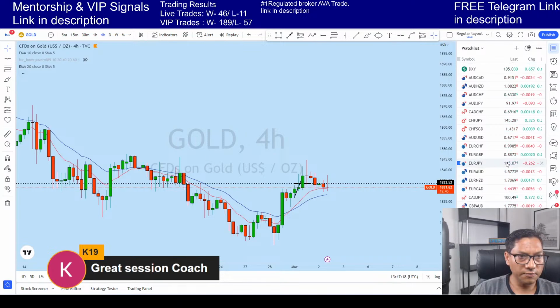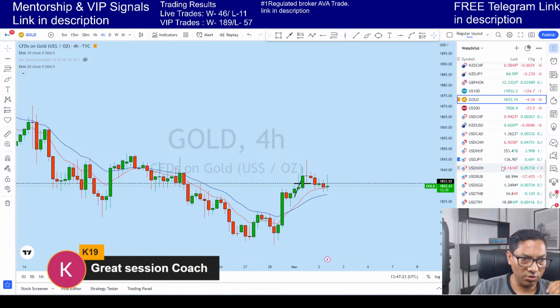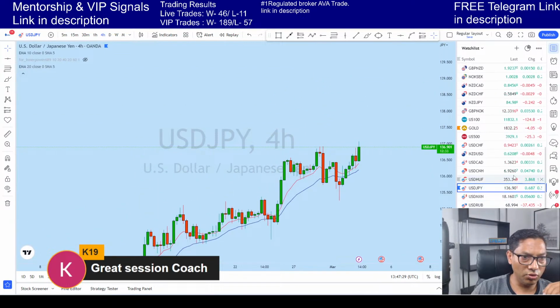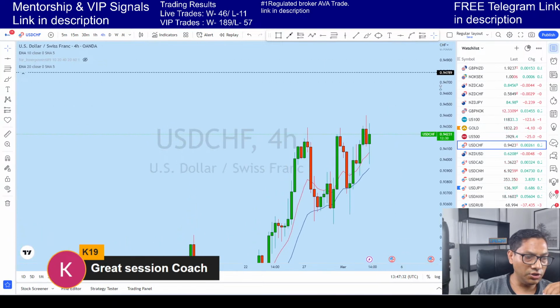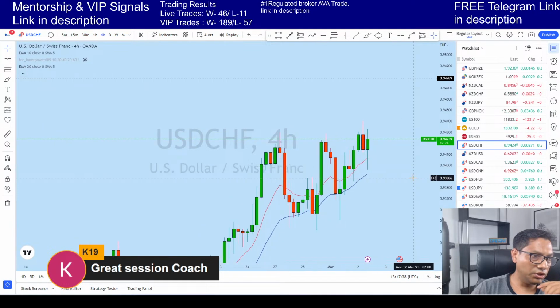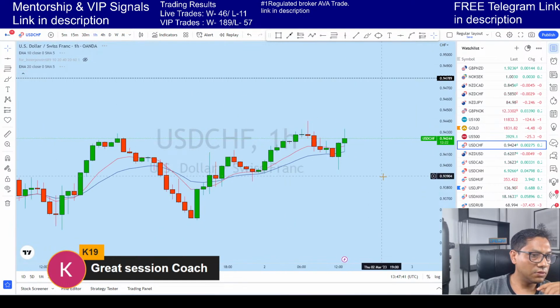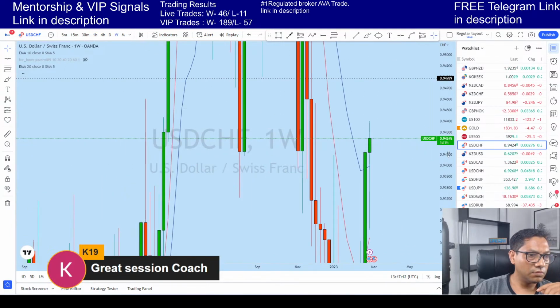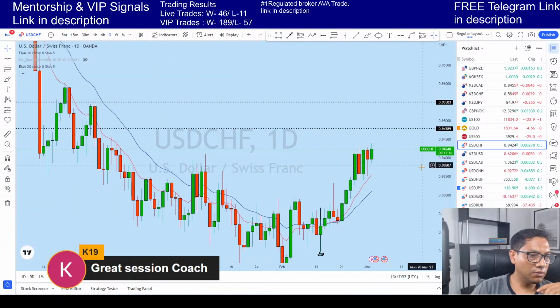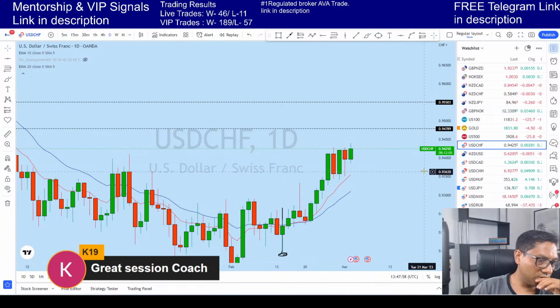Okay, looking at which one, guys, I've lost some focus because I was looking at all of them. I see that dollar yen is very strongly bullish. Dollar Swiss franc initially has shown some bullish move, but this market I still believe is bullish. Yeah, USD CHF looks significantly bullish to me.